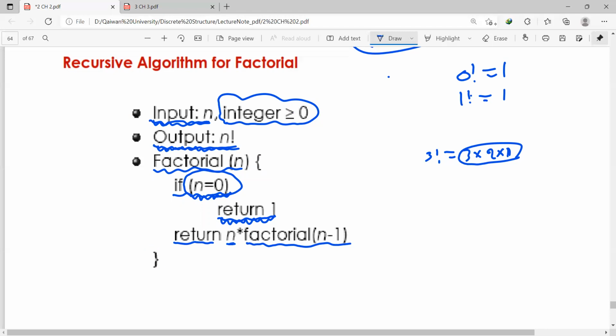This is the program, the algorithm for the program to find the factorial of any number. First, we write down the input and the condition on the input. And the condition on the input is a non-negative integer. Then output, and then we write down the function. In the function, if the input is 0, we say return 1. If it's not 0, return n times n minus 1 factorial. That's all.